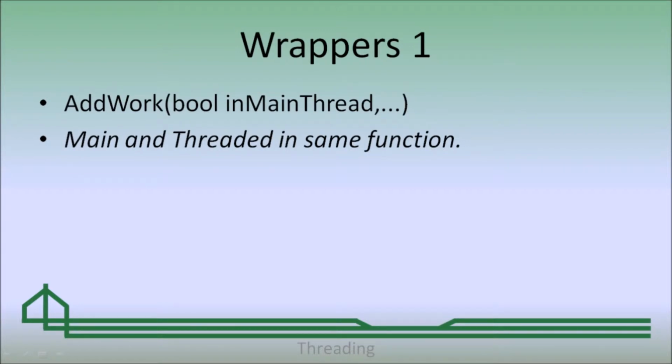A wrapper is a piece of code which is wrapped around another code piece to make it easier to use. This is the add work wrapper. This makes it possible to have the main and threaded work in the same function, so you only need to call add work and not the separate functions which are the direct functions into the load balancer.